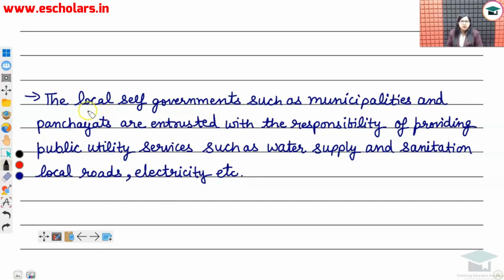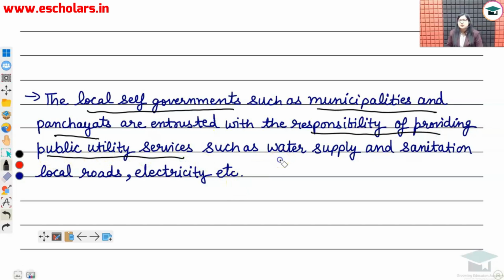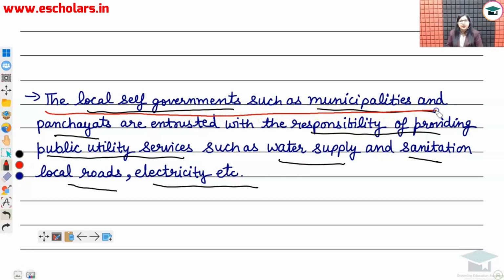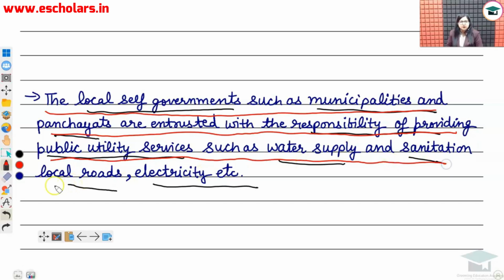Now we will talk about the local self-government's responsibilities. The local self-governments such as municipalities and panchayats are given the responsibility of providing public utility services such as water supply, sanitation, local roads, electricity, etc. So let's recall it. The local self-governments such as municipalities and panchayats are entrusted with the responsibility of providing public utility services such as water supply and sanitation, local roads, electricity, etc.